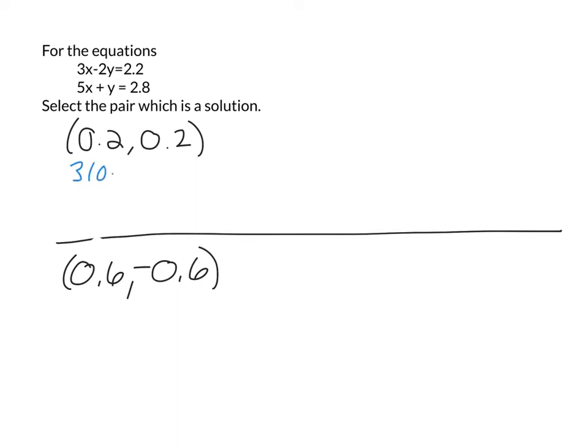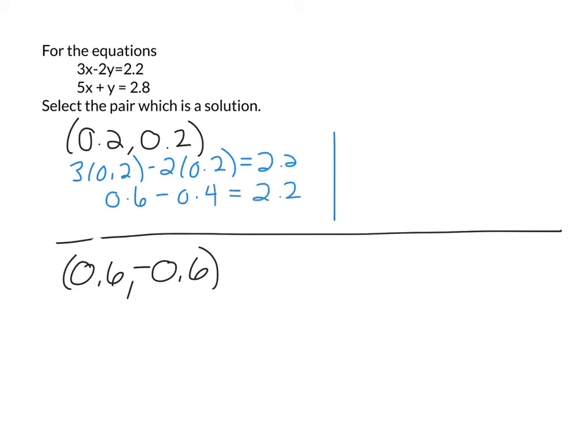So 3 times 0.2 minus 2 times 0.2 equal to 2.2. And that would give us 0.6 minus 0.4 equal to 2.2. So 0.6 minus 0.4 would give us a 0.2, which is not equal to 2.2. So therefore, as soon as the first equation, it does not fit that. It is not a solution to the system.